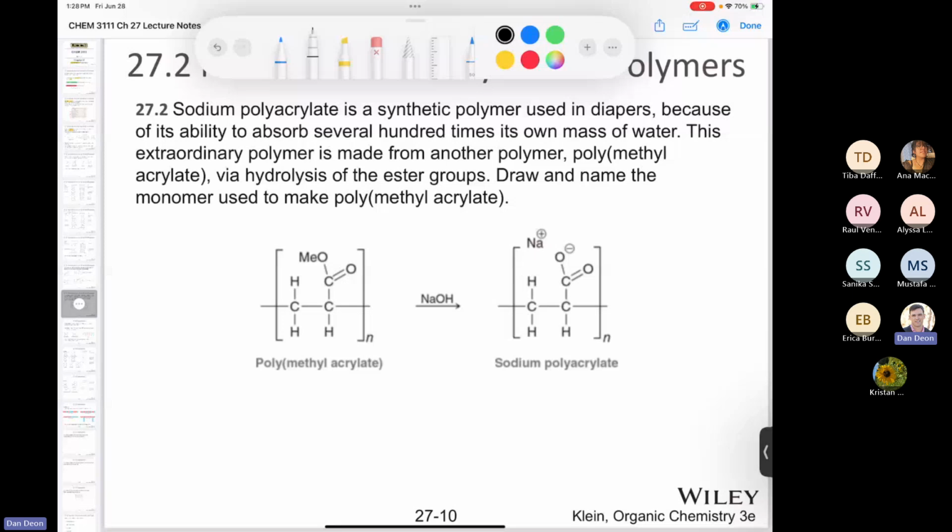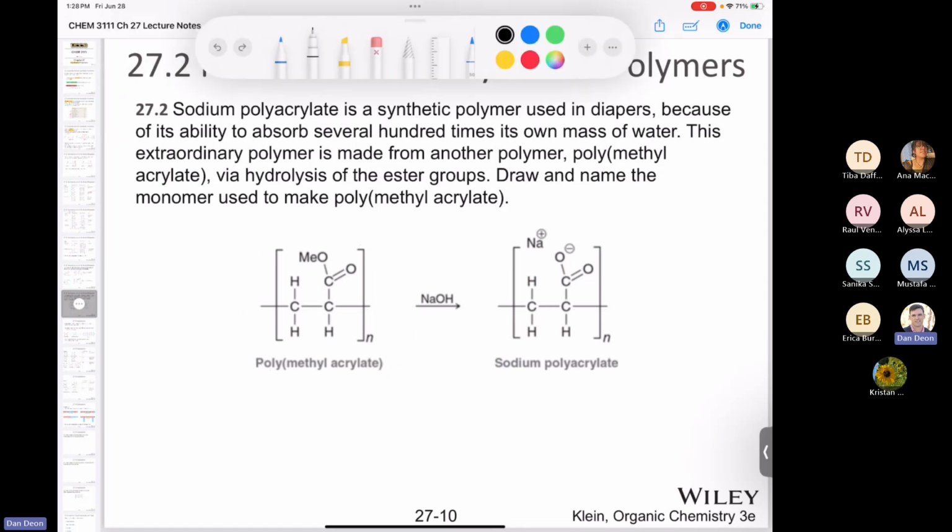Okay, so question 27.2. It's kind of an interesting question. This is sodium polyacrylate. This compound here is a synthetic polymer used in diapers because of its ability to absorb several hundred times its own mass in water. Now you know. This extraordinary polymer is made from another polymer. So it's made from the saponification of polymethyl acrylate, which is this polymer here, via hydrolysis of the ester groups. But again, it's a basic hydrolysis, so it's saponification.